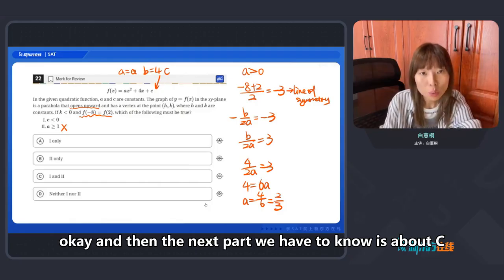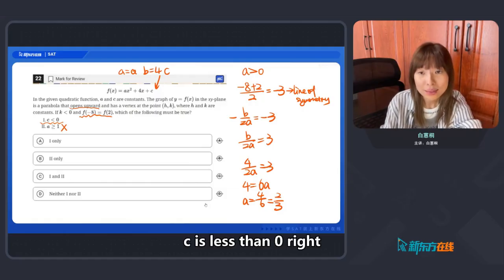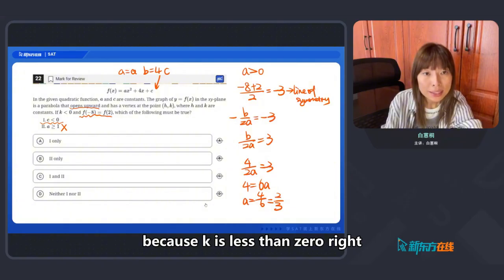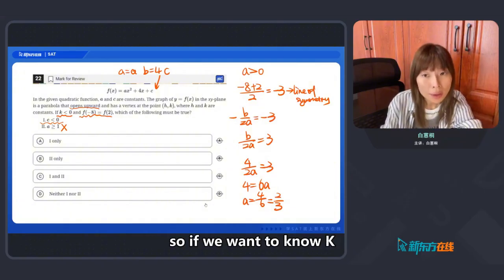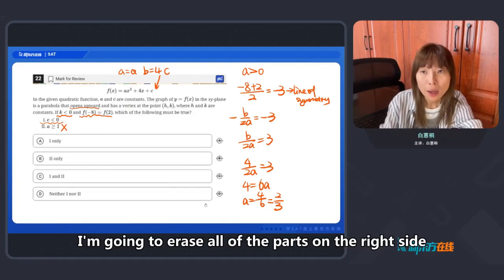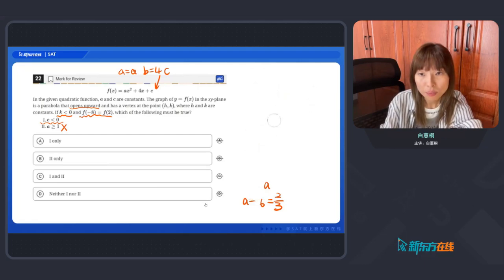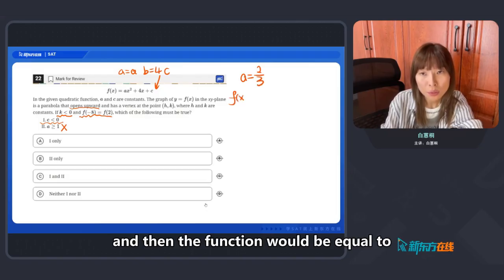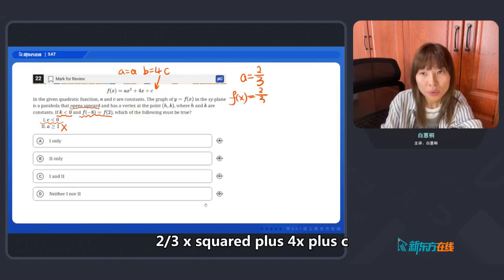And then the next part we have to know is about c. Is c less than 0, right? We can use another piece of information, because k is less than 0. If you want to know k, you can plug the line of symmetry back into the equation. I'm going to erase all of the parts on the right side to make some space. Now we know a is equal to 2 over 3, so the function would be equal to 2 over 3 x squared plus 4x plus c.